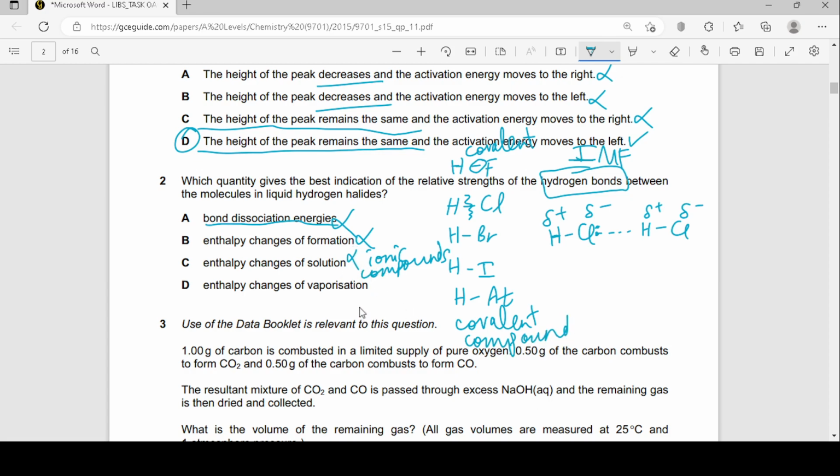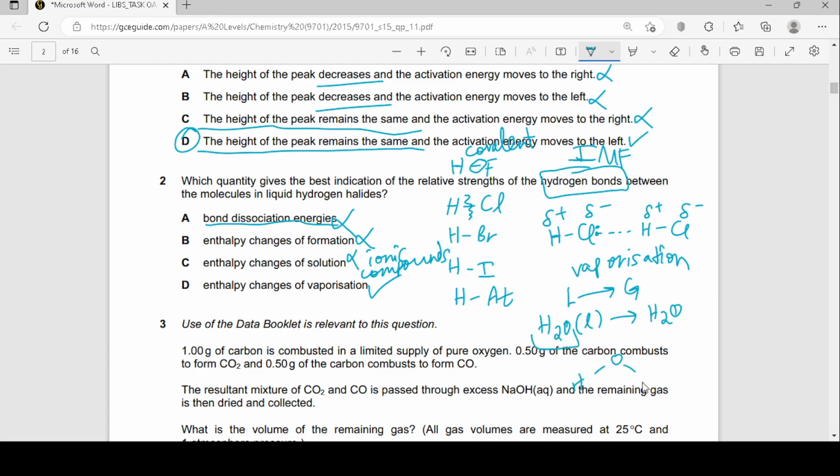So that's wrong. And then you have enthalpy changes of vaporization. That actually is probably your answer. Why? Because what is vaporization? Vaporization is your change of state from liquid to gas, right? So for example, if you have H2O, your H2O liquid is just changing to H2O gas, but you still have this molecule, like two hydrogen atoms still bonded to an O atom. That's the same, it's just that the state has changed from liquid to gas, right?